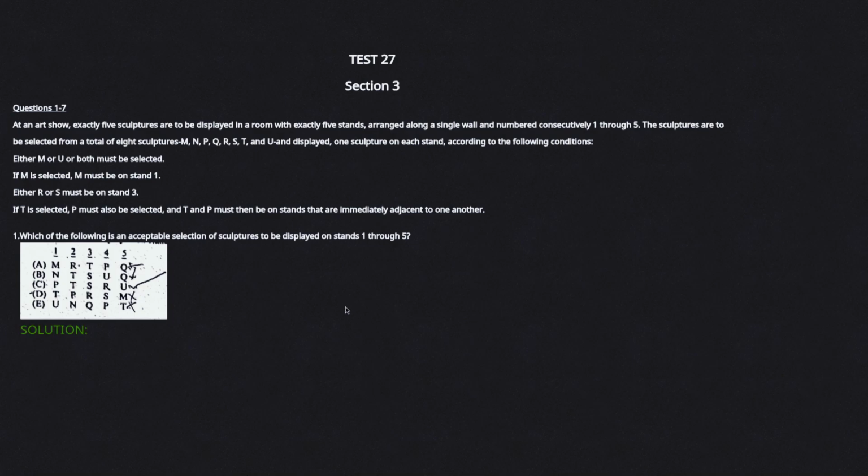Hello and welcome back to the puzzle solution lessons under the analytical section from GRE Big Book. In this lesson, we will be going over the 27th test.